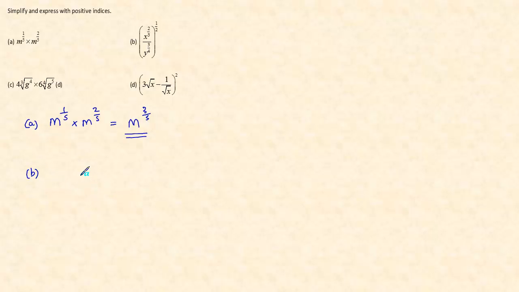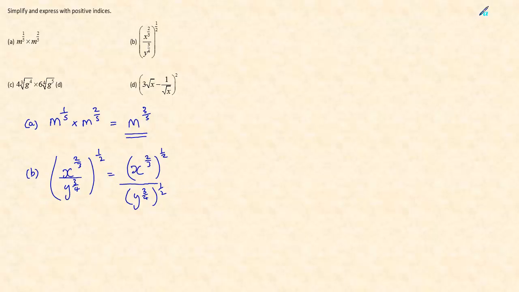Now in part B we've got x to the 2/3 divided by y to the 3/4, all to the power 1/2. Well, that's going to be x to the 2/3 to the power 1/2 divided by y to the 3/4 to the power 1/2. We're just using the a over b to the n is a to the n over b to the n there.